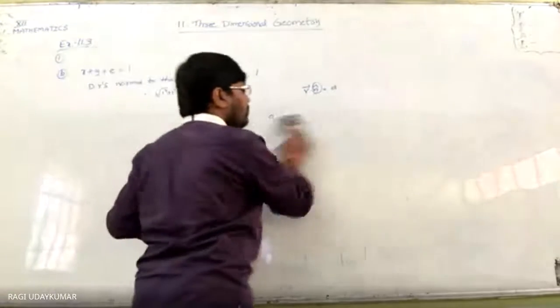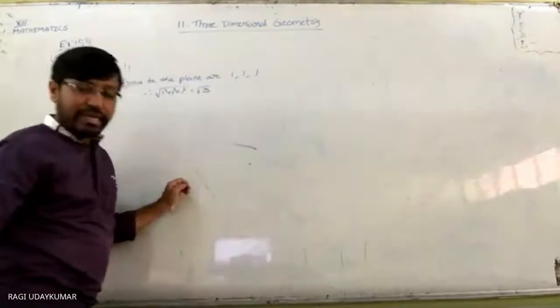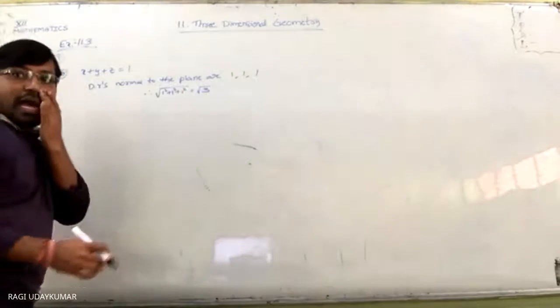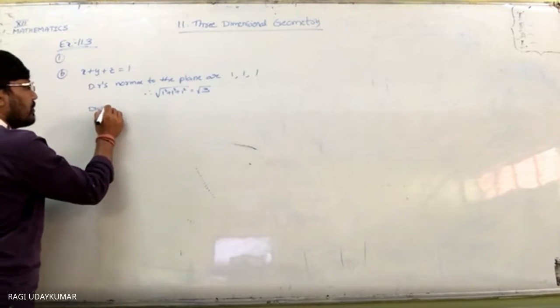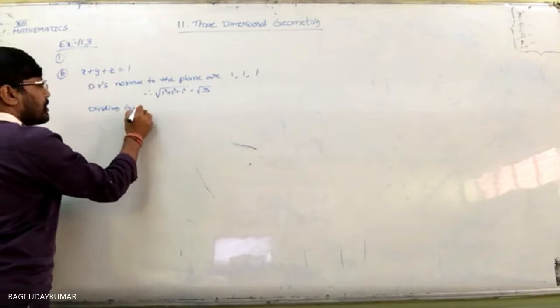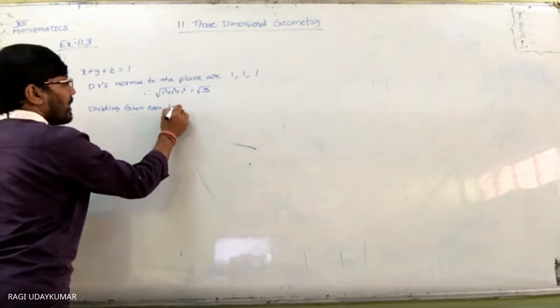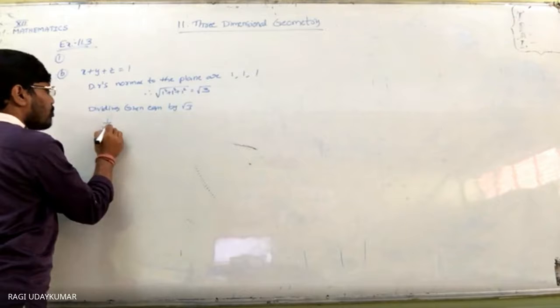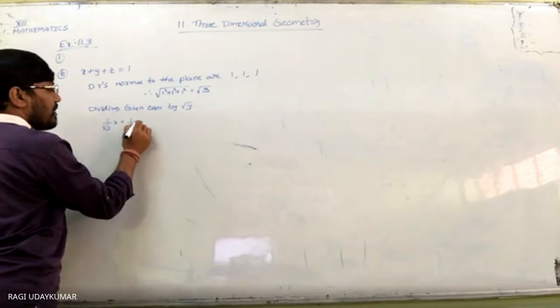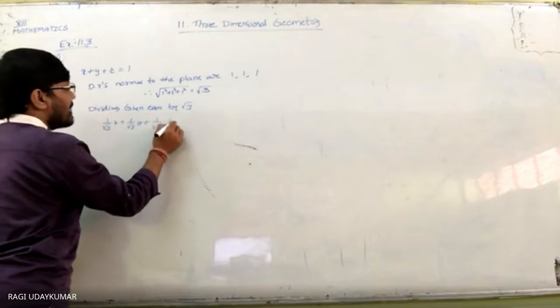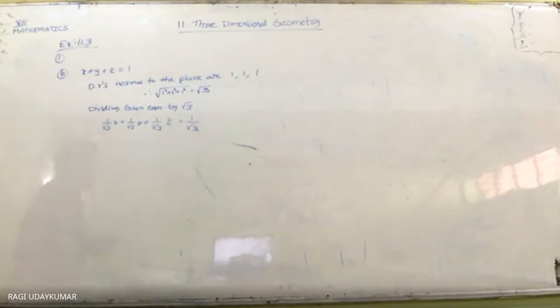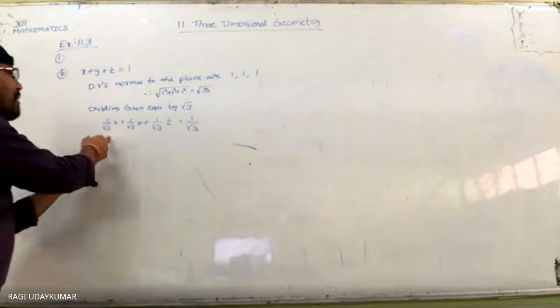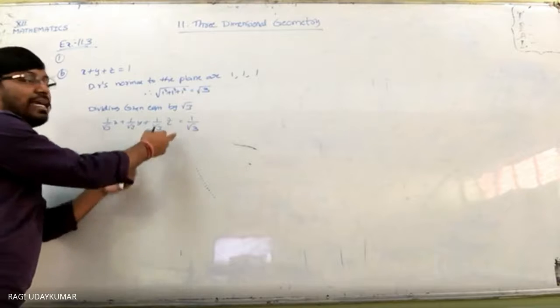So whenever you are taking into consideration direction cosines, we are finding this. So divide by root 3. Dividing the given equation by root 3, so 1 by root 3 x plus 1 by root 3 y plus 1 by root 3 z is equal to 1 by root 3. Both sides you need to divide. Now here, if you take L, M, N, Lx plus My plus Nz is equal to.